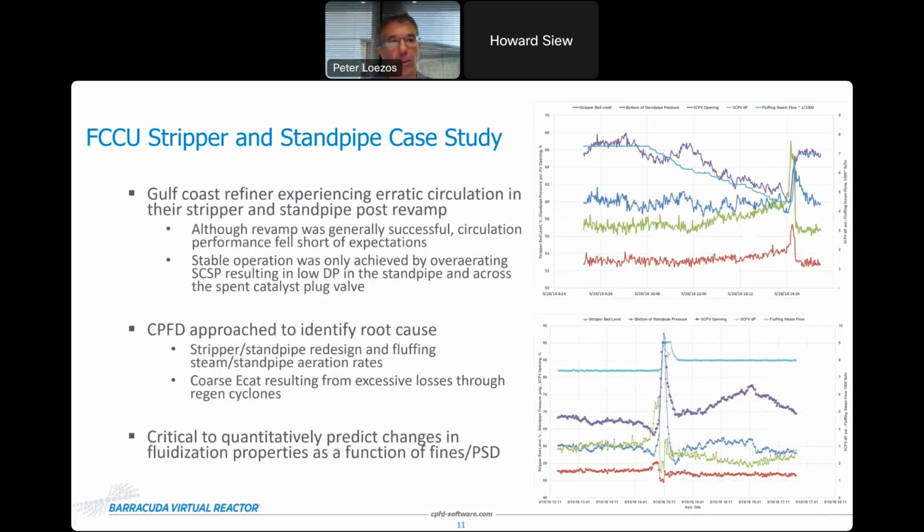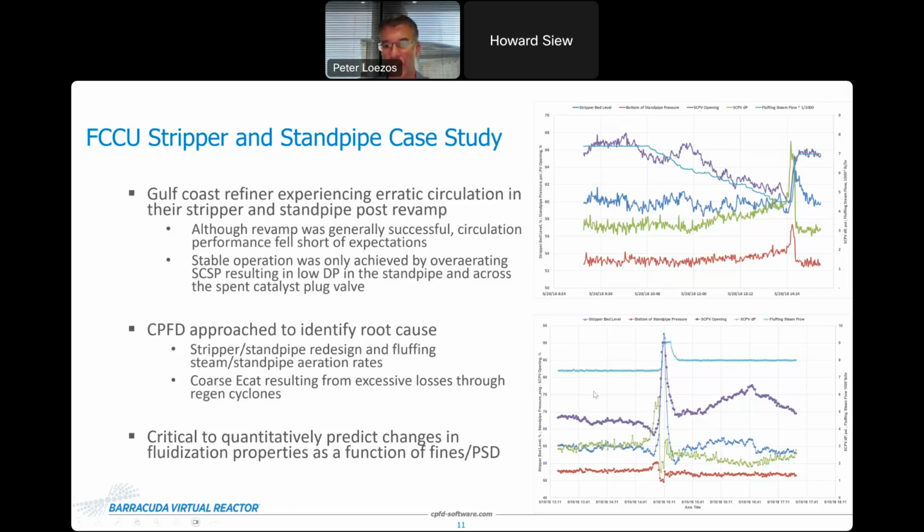Okay, so now let me focus on a case study. In this case study, the Gulf Coast refiner was experiencing erratic circulation in their stripper and standpipe post-revamp. Although the revamp was generally successful, the circulation performance did fall short of expectations. Stable operation was only achieved by over-aerating the spent catalyst standpipe, and that resulted in low DP in the standpipe and across the spent catalyst plug valve.